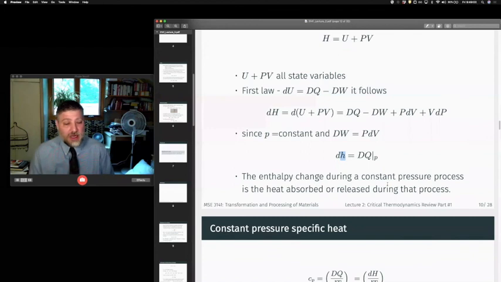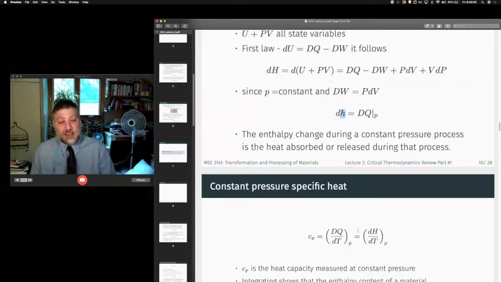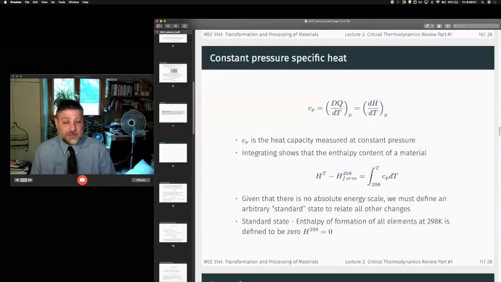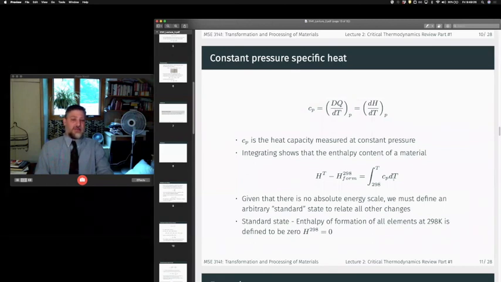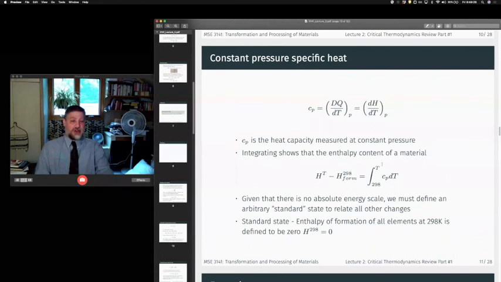material. We can also define a constant pressure specific heat, which is our ratio of enthalpy to temperature at constant pressure. And we can integrate that, our constant pressure specific heat, to find the enthalpy change in our material as we change our temperature, okay?